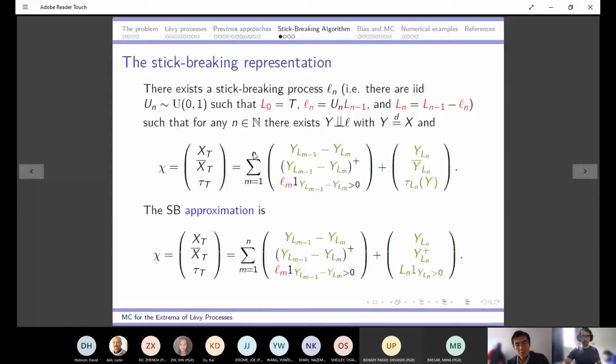So in a way, this guy you can simulate very, very easily. You just need uniform random variables here and increments of the Levy process here and doing some operations. And over here, you have an error that has roughly the same law as the original guy you wanted, but over a geometrically small time horizon. And that's what we will exploit throughout, okay?